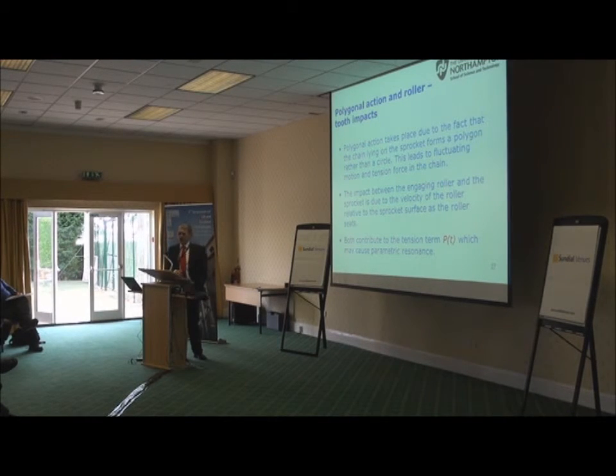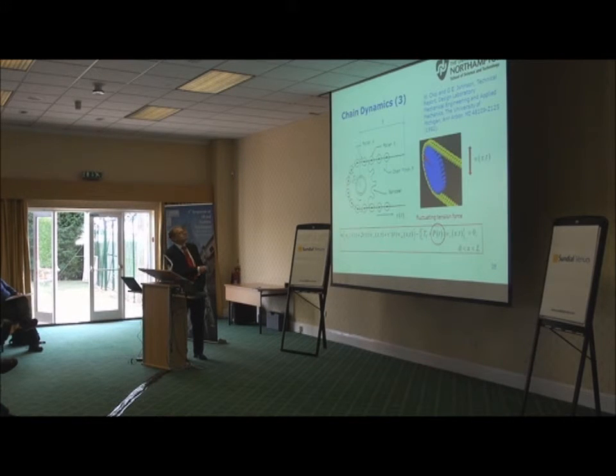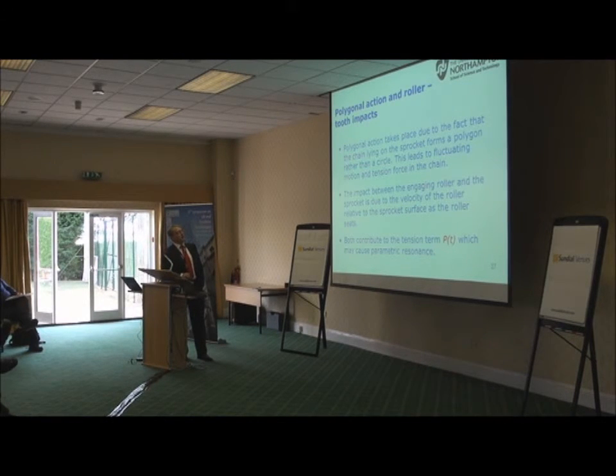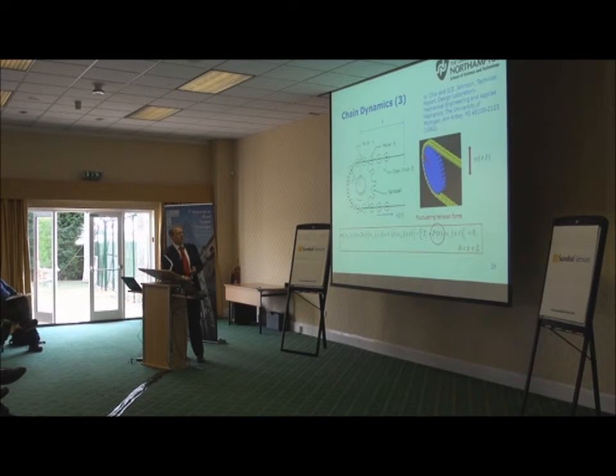Okay, why polygonal action? When you look at this shape here, it is a polygon. And this action is due to the fact that the chain on this sprocket forms a polygon rather than a circle. And this leads to fluctuation of tension forces and velocities. What we have on top of that, we have impacts between the teeth and the chain elements. And this term is being generated.